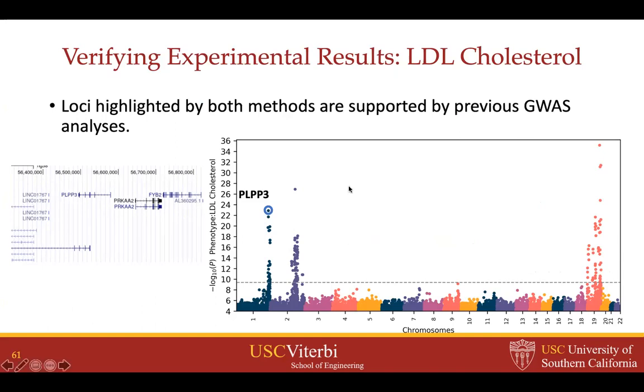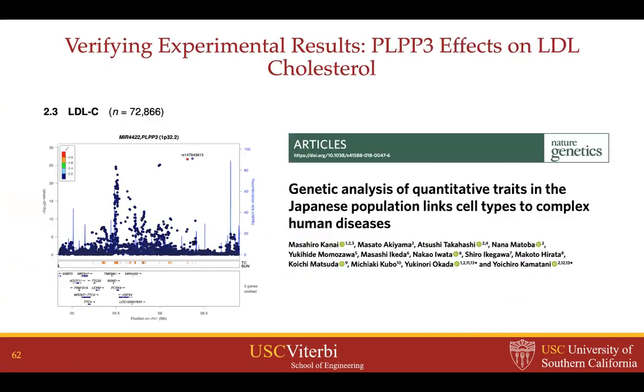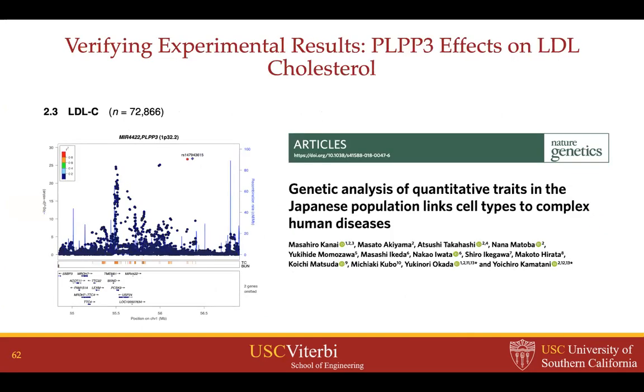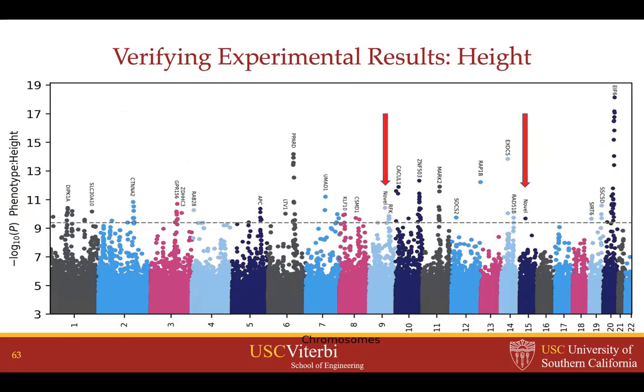As you can see here, for example, with LDLC, we have the significant cluster. We look at the Genome Browser and the list of genes that are covered by the location of these clusters, and look for previous publications that associated these genes with our target phenotypes. Here we had PLPP3 under the area of this cluster, and there was a previous publication about it. This way we were able to verify all of our results, but two for height, one on chromosome 9 and one on chromosome 15, which were not located in any area previously associated with height.